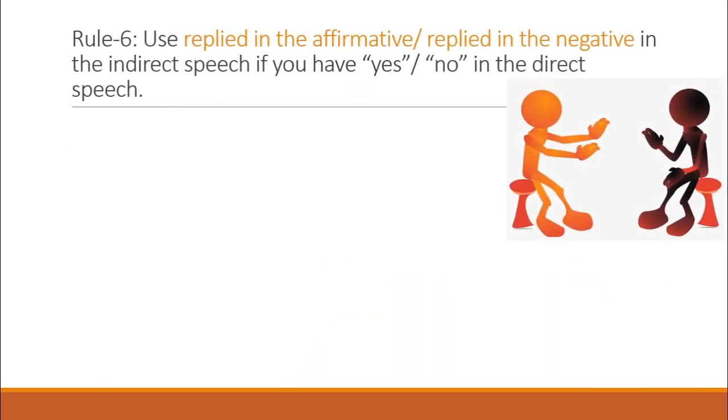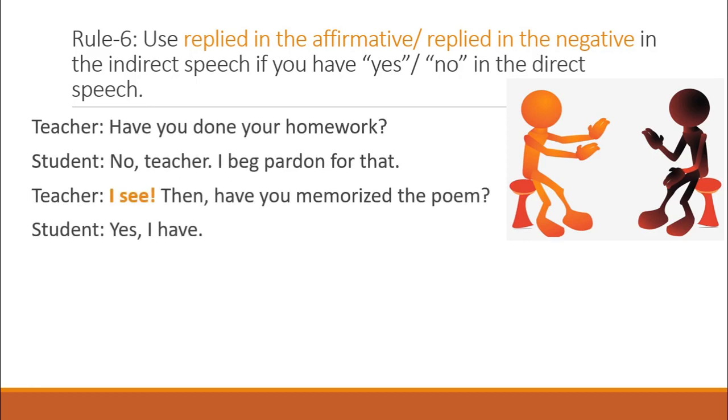Rule number 6 is use replied in the affirmative or replied in the negative in indirect speech if you have yes or no in the direct speech. You see, "Have you done your homework?" Student: "No teacher, I beg pardon for that." Teacher: "I see. Then, have you memorized the poem?" Student: "Yes, I have." So let's convert this to indirect speech.